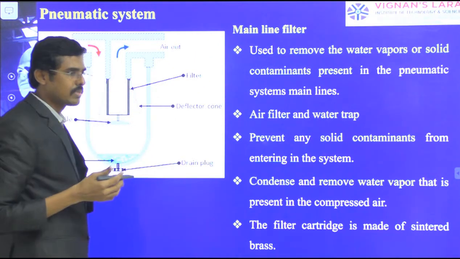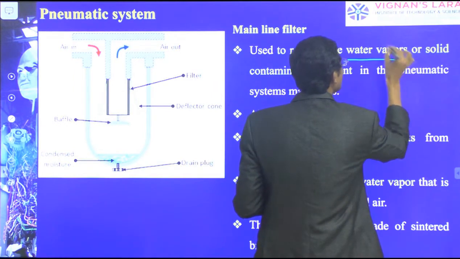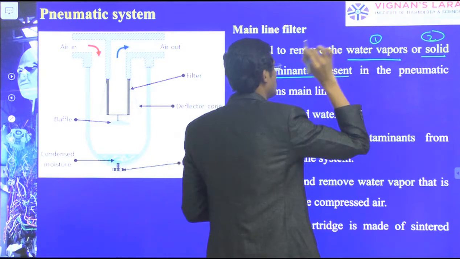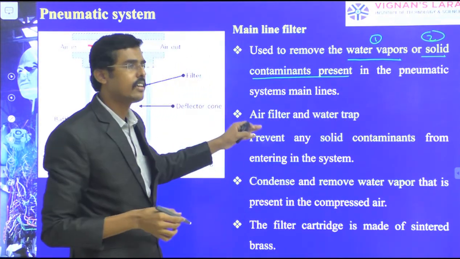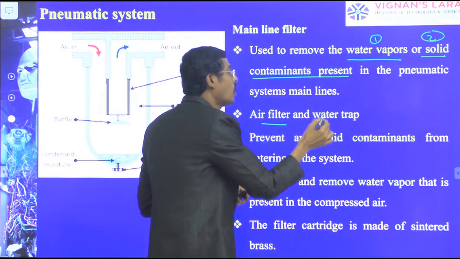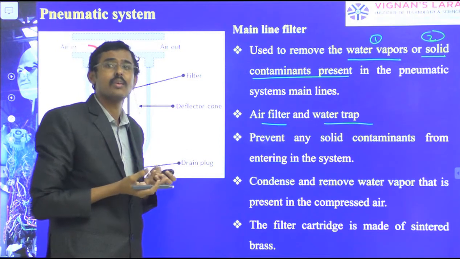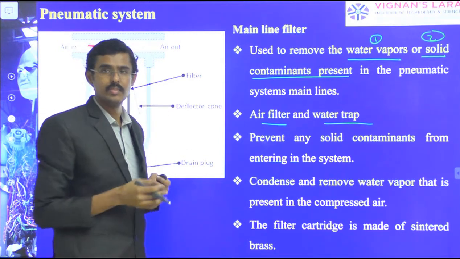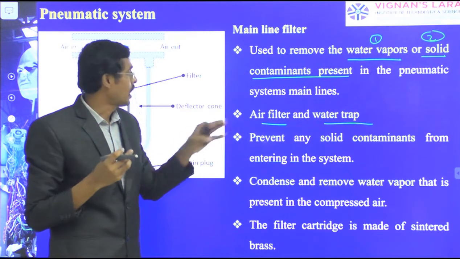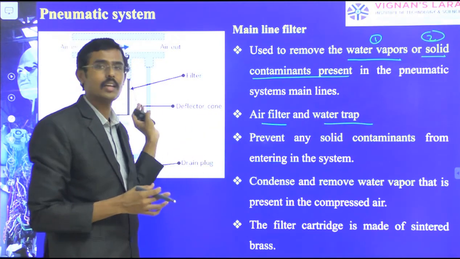Mainline filters are some type of filters used to remove the water vapor or solid contaminants present. So air filtering and water trapping can be done. Whatever water is available is not needed, because it is going to corrode. We need lubrication only, and lubrication can be added. Water is to be trapped out and the air filtered from dust particles and impurities. Those things are done here.